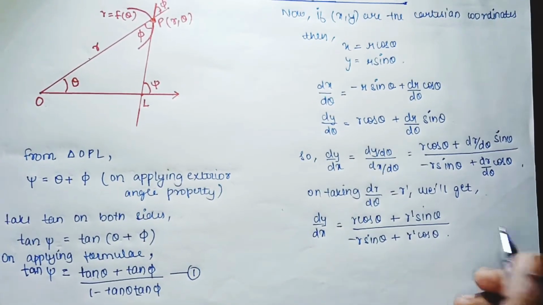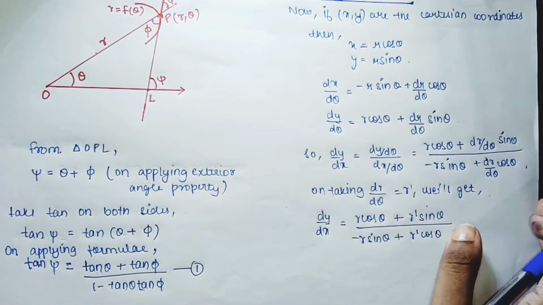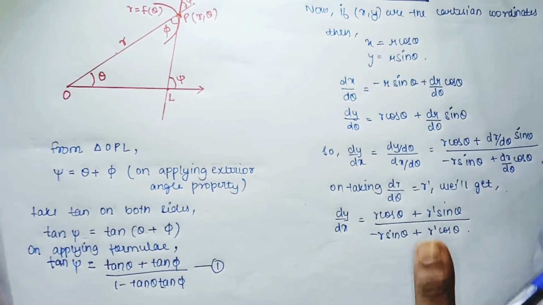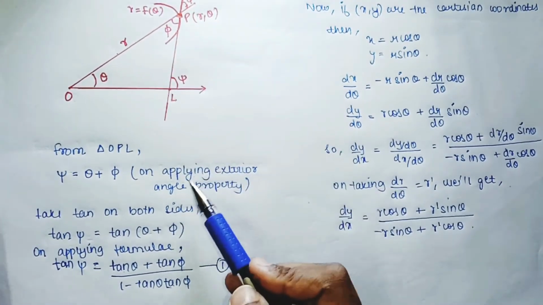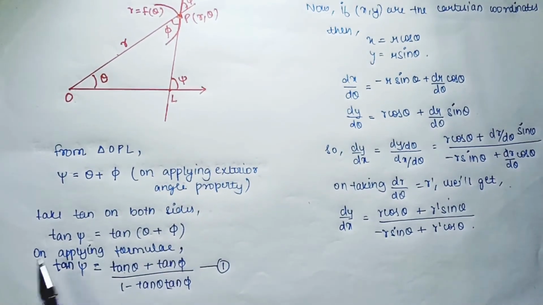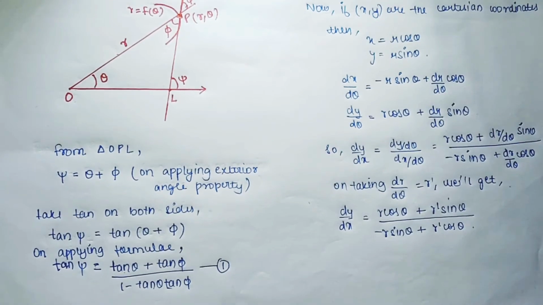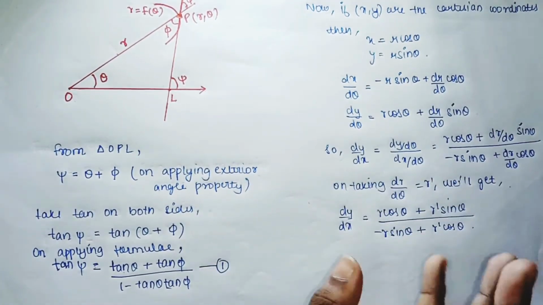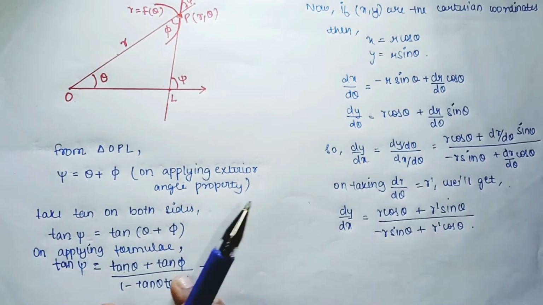So till here, I think you all are able to understand what we did. I'll revise once. Till here, I took a triangle, and based on the angles I formed expressions. I took tan on both sides, and I made an expression of tan psi. Now I need to form some expressions so that I could relate that expression to this expression.